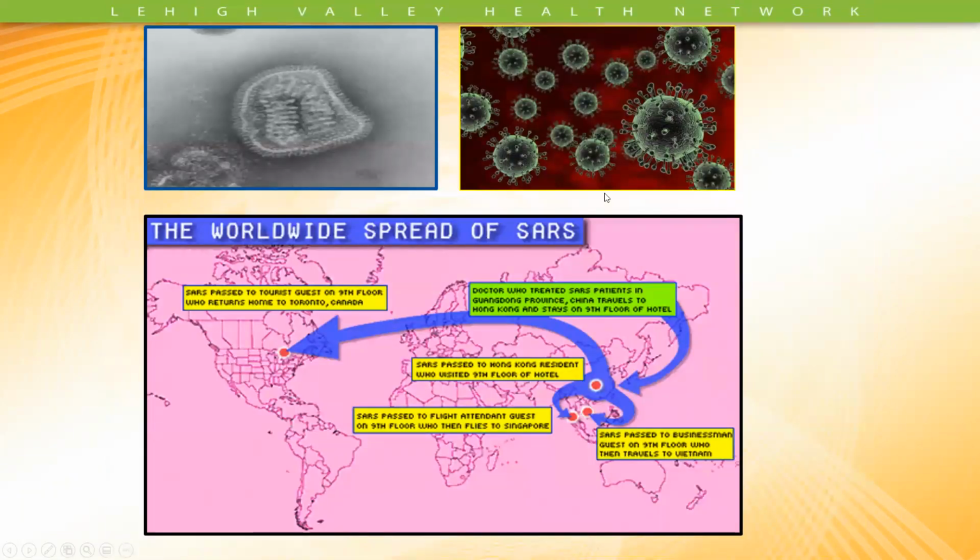And you can see that one individual went to Toronto, a flight attendant went to Singapore, another one traveled to Vietnam, and so on. So you can see how quickly you can spread a virus from a very remote, distant area to other areas throughout the world. And that's how SARS was spread.